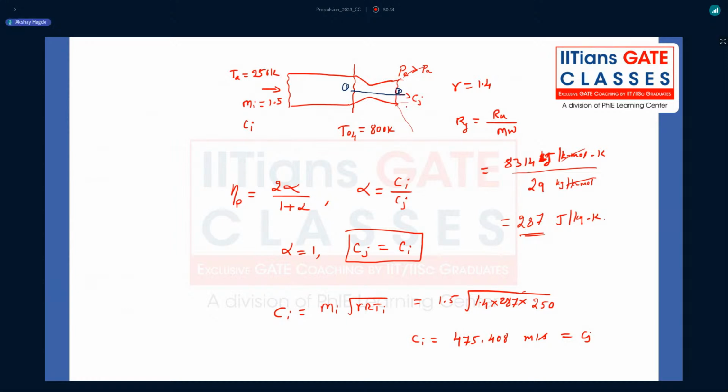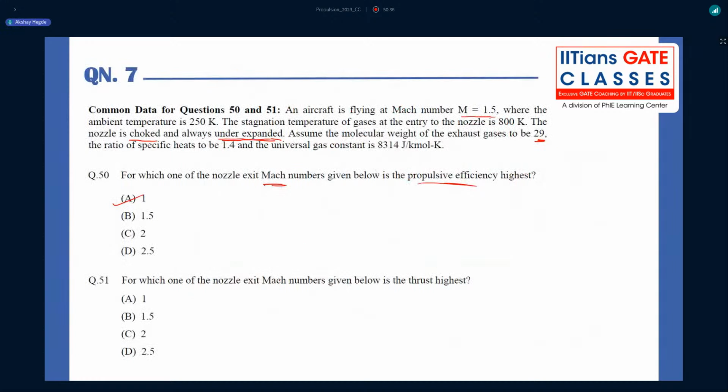Or you can treat it in a simple way. Thrust is nothing but mass flow rate of gas times Cj minus mass flow rate of air times Ci. So if I increase the Cj, I'm going to increase the thrust. So Cj has to increase. Cj is nothing but Mach number at the exit plane times square root of gamma R Te. So if I increase the Mach number, I can increase the Cj.